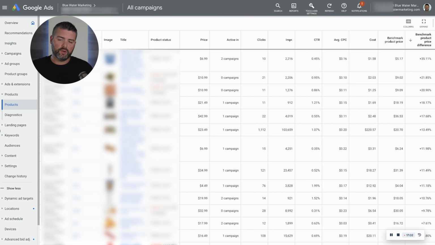So we need to make sure that we're looking at our impression share for our bidding strategy, and then in correspondence with that, we're also looking at that benchmark price difference. So what do we do now?